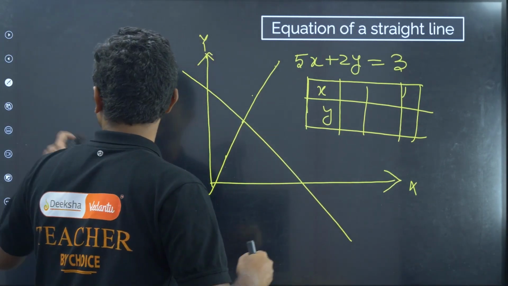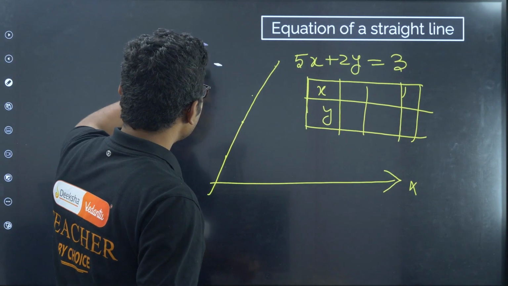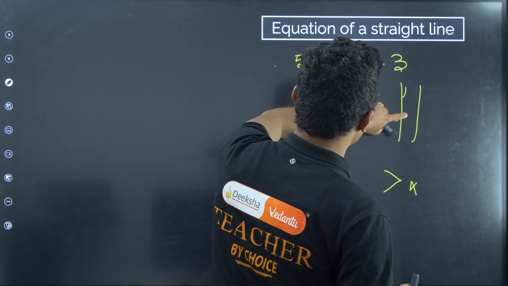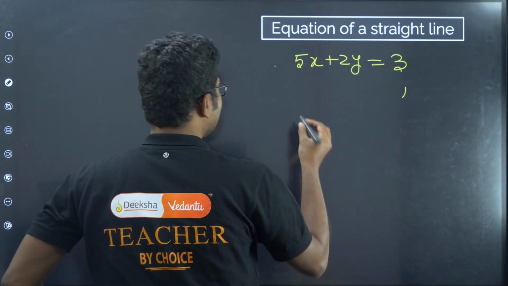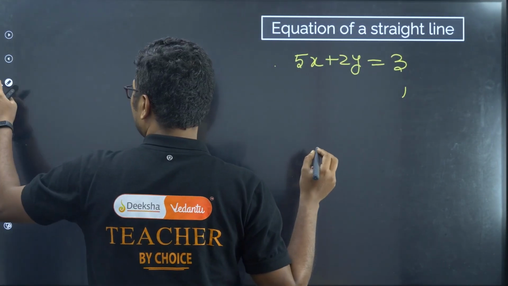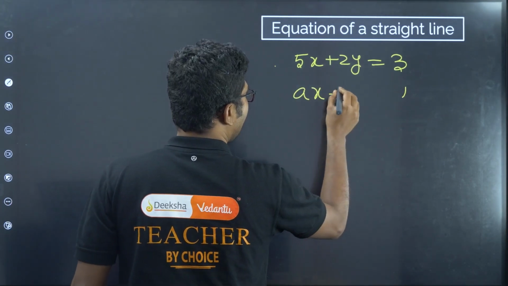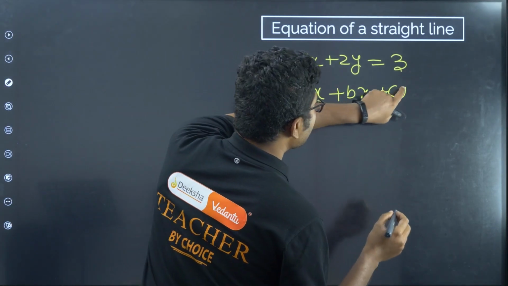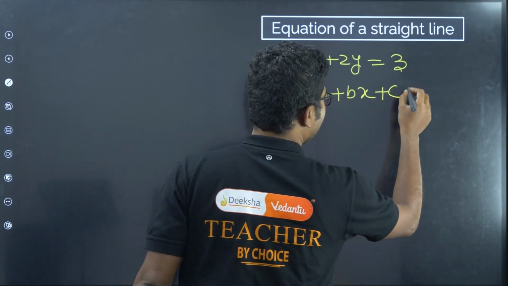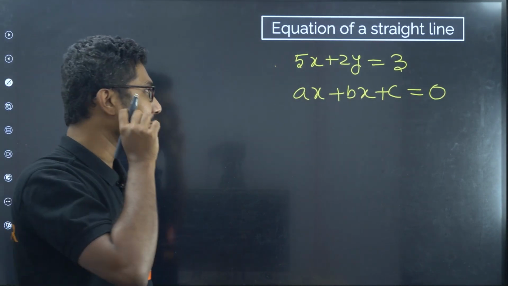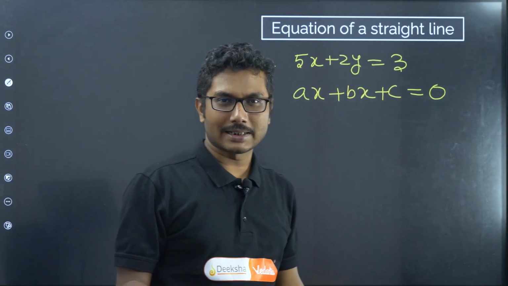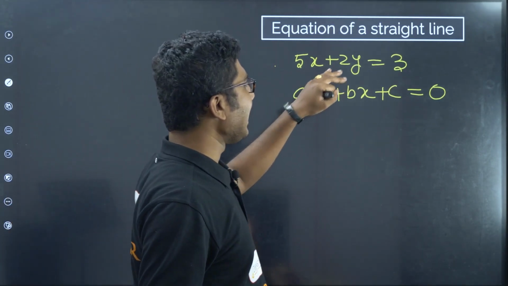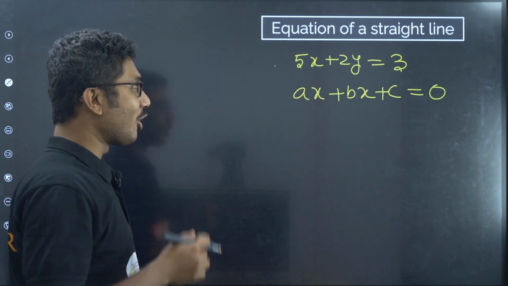So basically this thing represents a straight line. Any equation in the form of ax plus by plus c equals 0 is an example of a straight line. So this is a straight line, right? You already know that. Now if you take the c to the other side, it will be minus c. So basically a, b, c are constants. They can take any values. So when you write an equation like this, it is called a straight line.